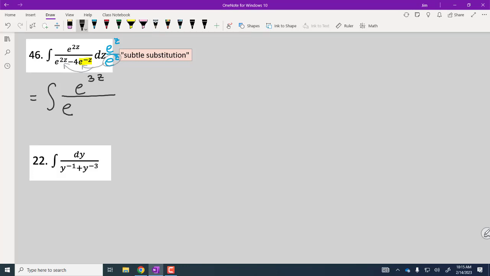So that's going to be e to the 3z minus what? 4. Because e to the z times e to the negative z, when you add the exponents, you get e to the 0, and e to the 0 is 1. So remember that basic fact. E to the z times e to the negative z is e to the 0, which is 1.